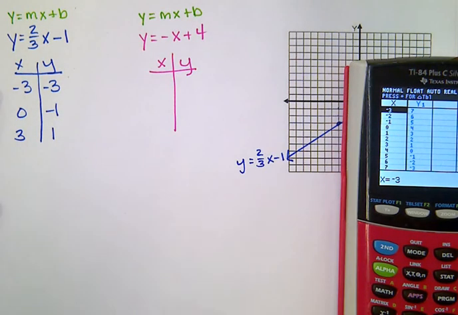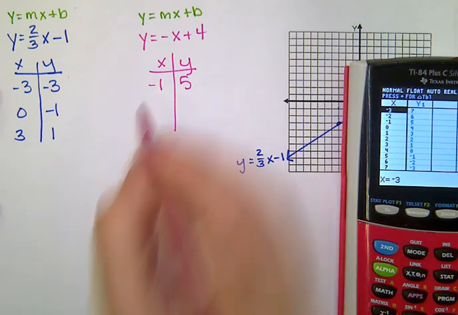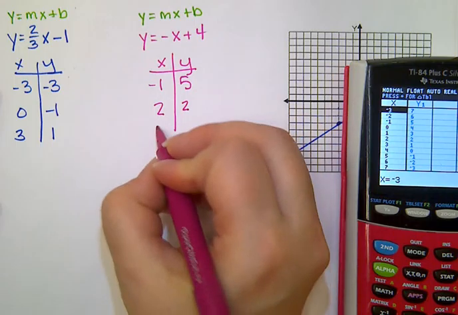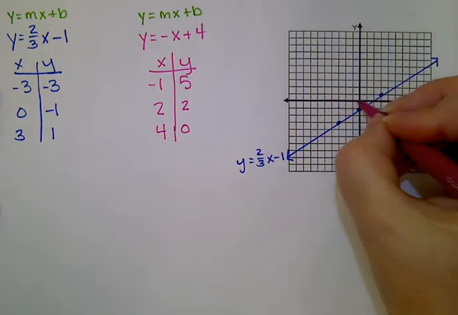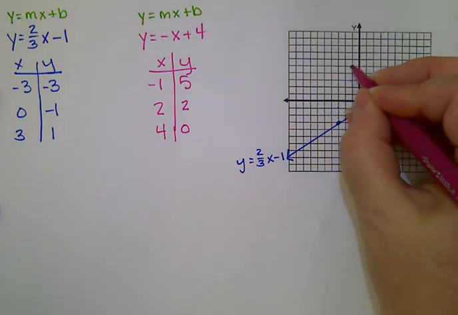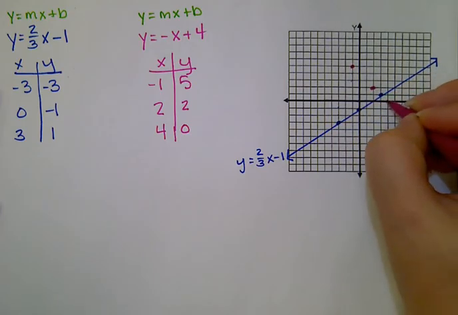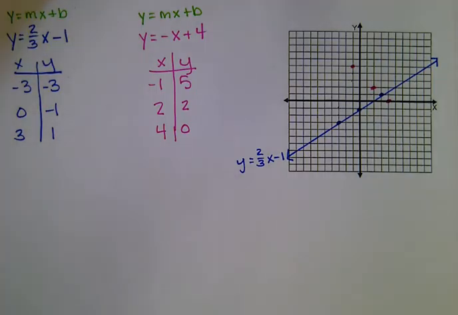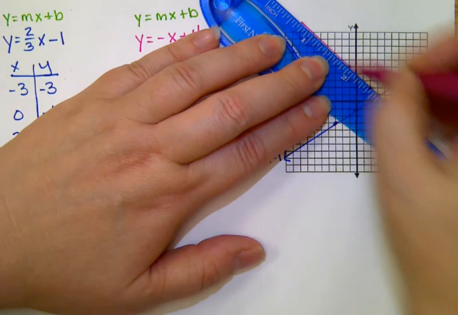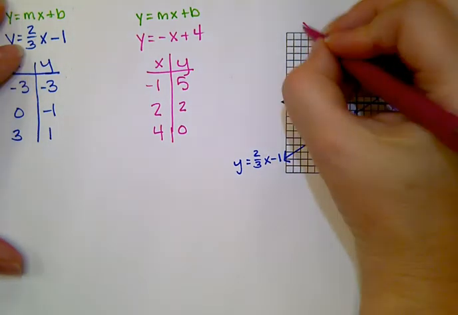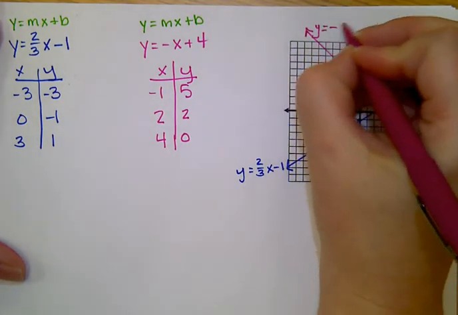I'm going to pick -1, 5. I'm going to pick 2, 2. And how about 4, 0? Let's put those on our graph. We have a -1, 5, a 2, 2, and a 4, 0. Those look pretty good. Let's go ahead and draw our line, arrows on both ends. And again, let's label it: y equals -x plus 4.